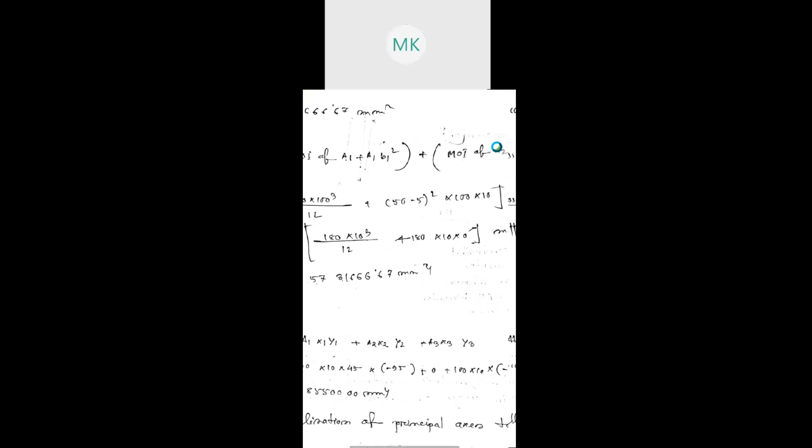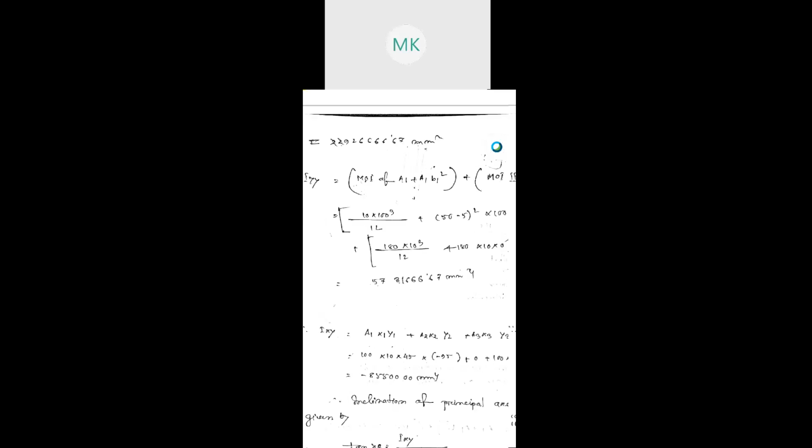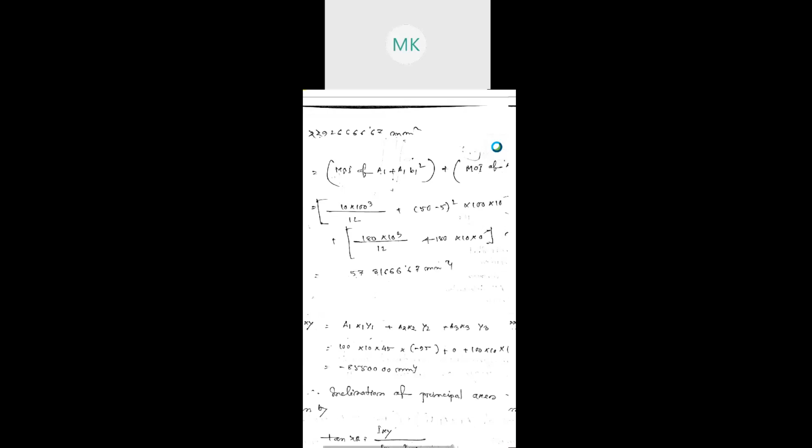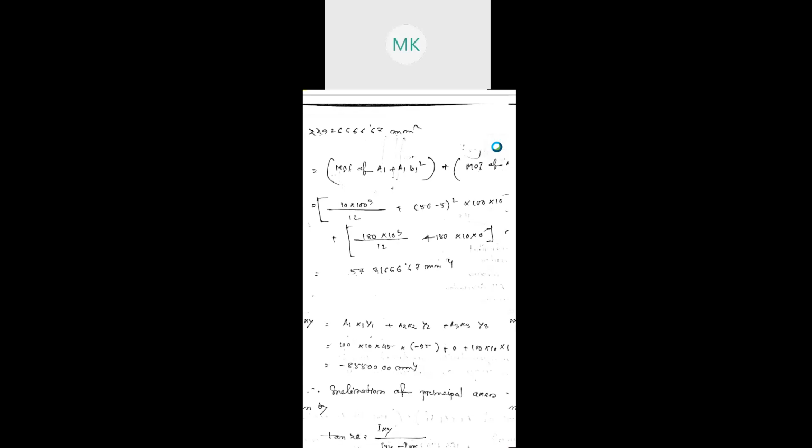But interestingly, you see here, when we are finding the product moment of inertia about the x and y axis, this IXY, there are three parts. As you can see here, it is three parts: A1 x1 y1, A2 x2 y2, and plus A3 x3 y3. But in the next step, you see that for the middle portion, we just put a 0. So can anyone tell me why we put that 0?